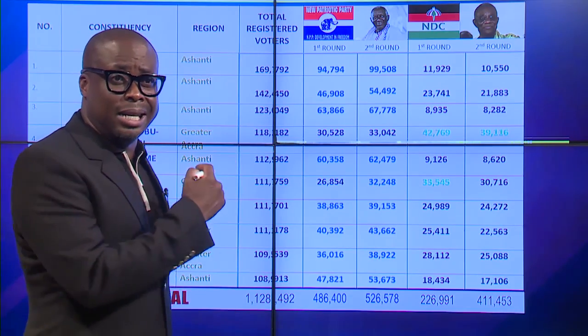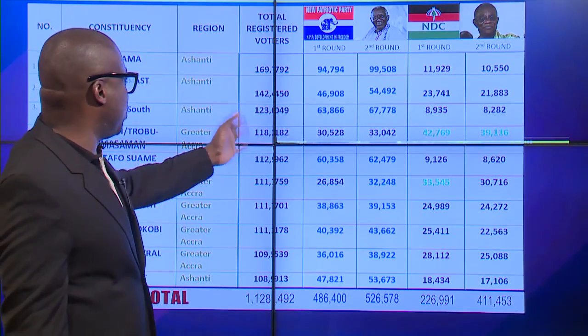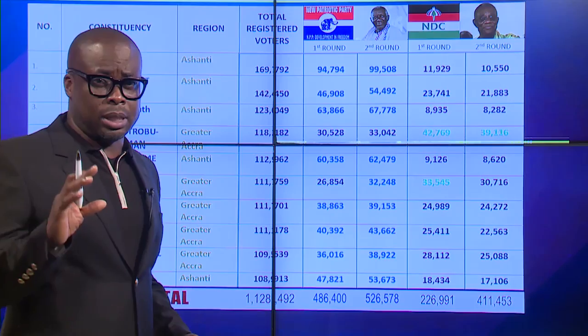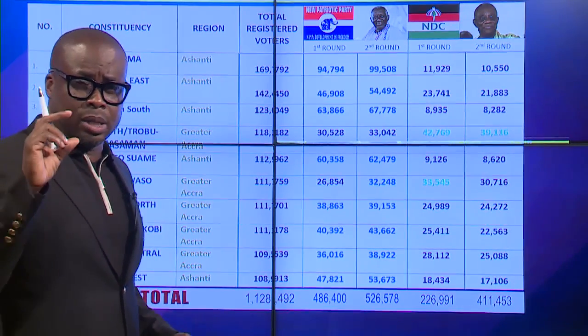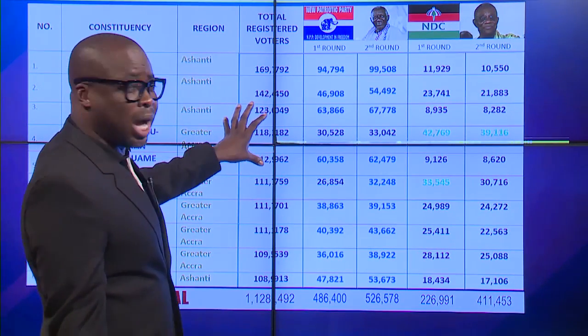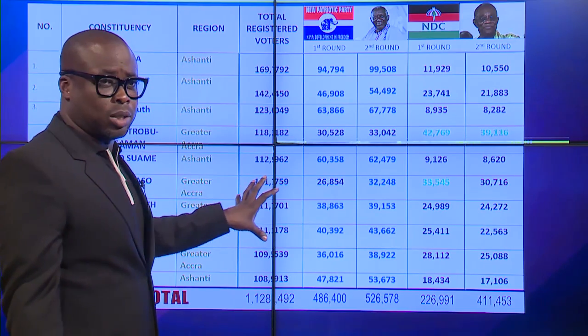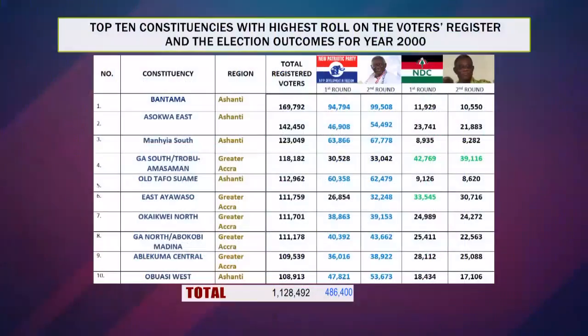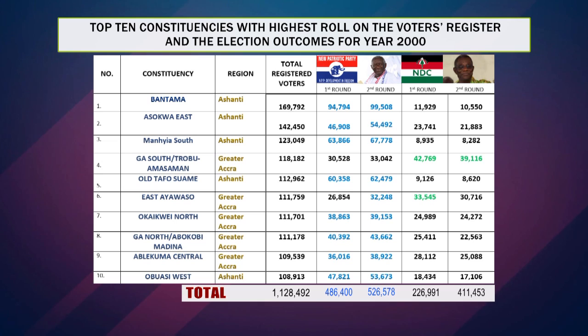And John Kufuor actually leads in the first round by 48%. Professor Mills is on 44%. Now keep your eye on something. What happens in the top 10 constituencies? What happens when the NPP wins? How many of the top 10 does the NPP win to actually win the election? And let's look at what kind of trend is establishing over here. As we move on, we will see.